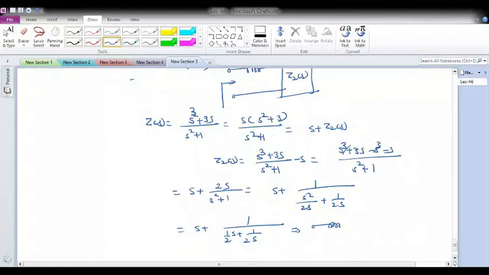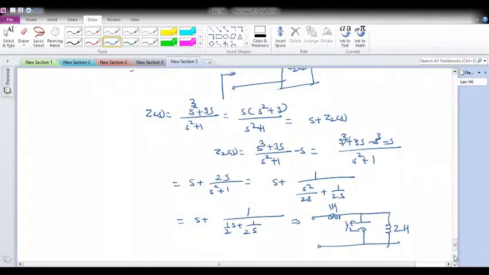This will be your inductor, and this is in shunt with a capacitor. So what is the value? This is 1 by 2 is the value, in shunt with 1 over 2s, so 1 over sL, L is 2 Henry. So this is basically a realization. The value is 1, this value is 1 by 2 Farad, and this value is 2 Henry. That way you can realize it.